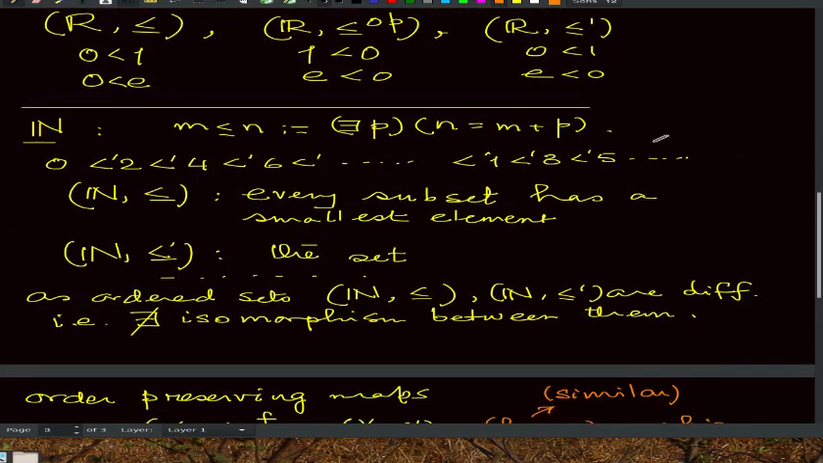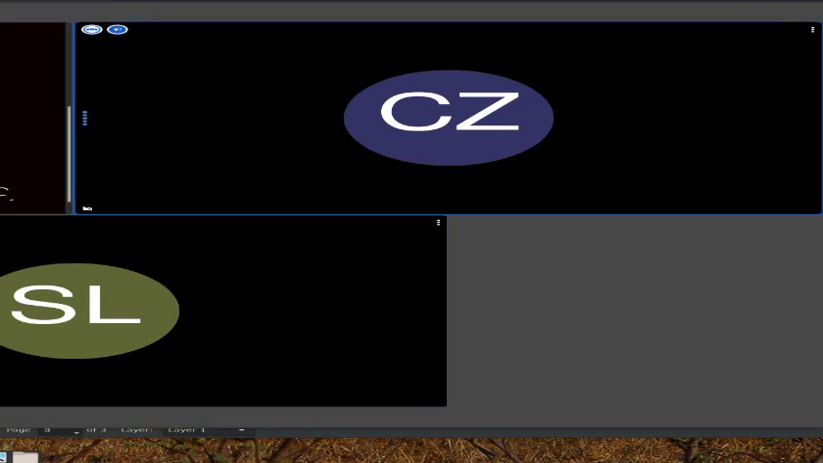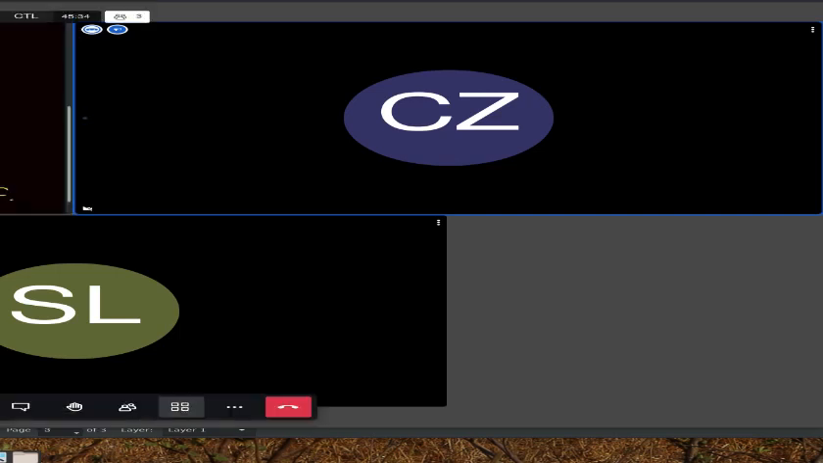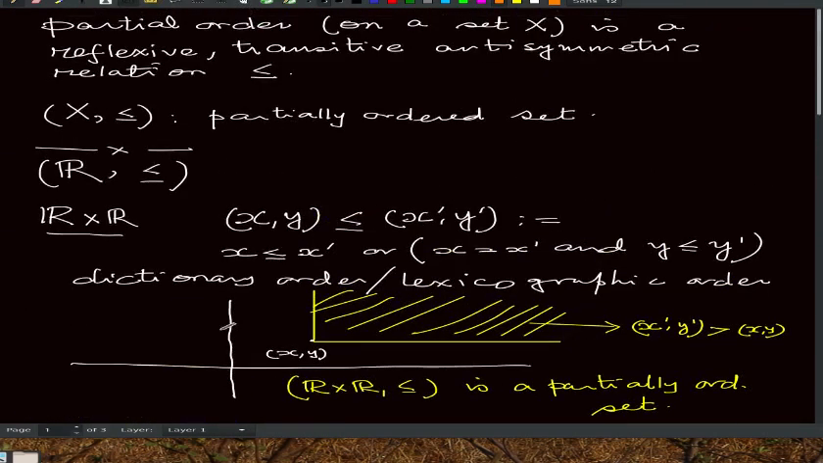Is it clear? Yes, Doc, it's clear. But do we use the words partial order and pre-order interchangeably? No. Pre-order just doesn't have this. If you don't have this, so that is reflexive and transitive, that is called a pre-order.